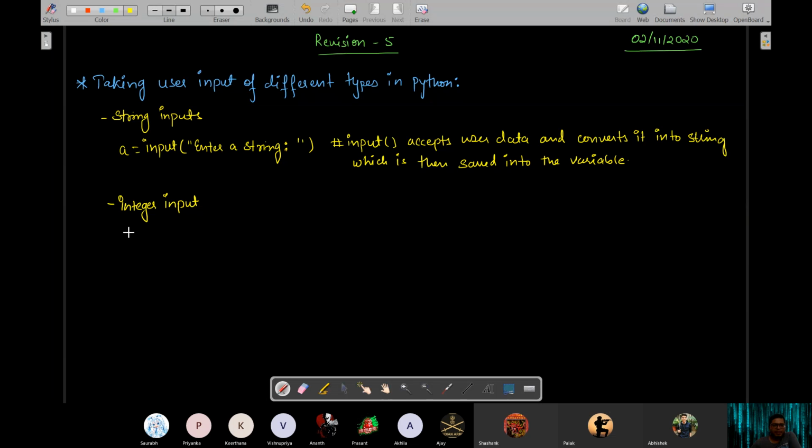How do you do it here? What do we do? x is equals to int, input. That means you have to convert the integer value entered by the user, which is by default in the string form, into integer form using the int function.